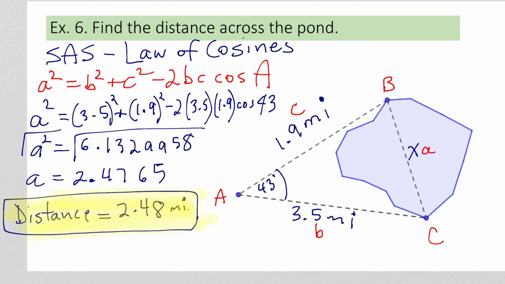All right, so we should be ready now to attempt the homework set for section 4.2 on the law of cosines.